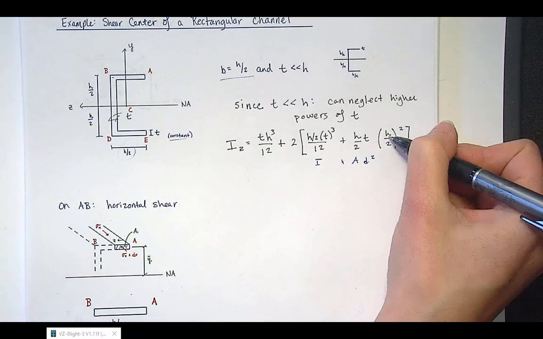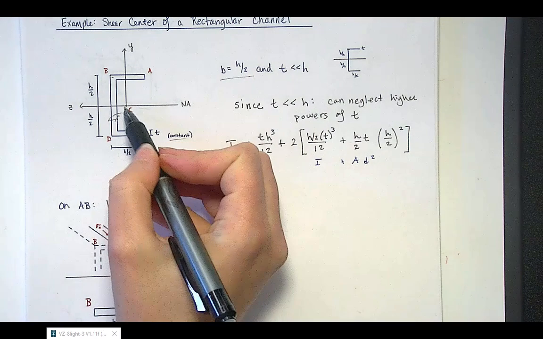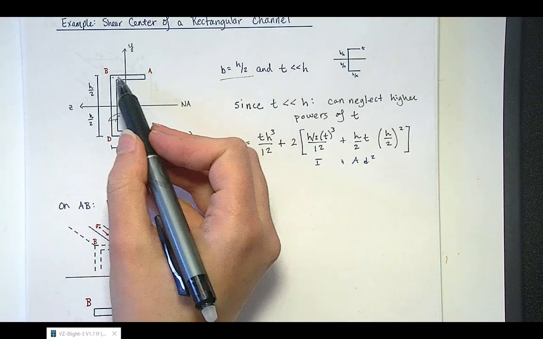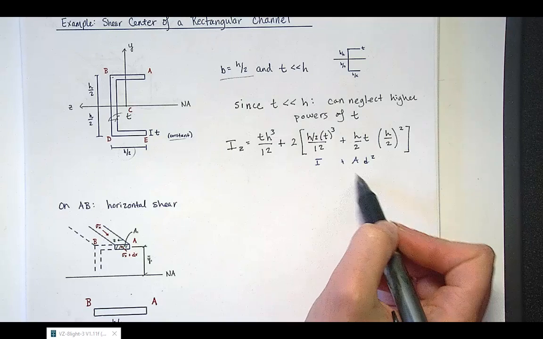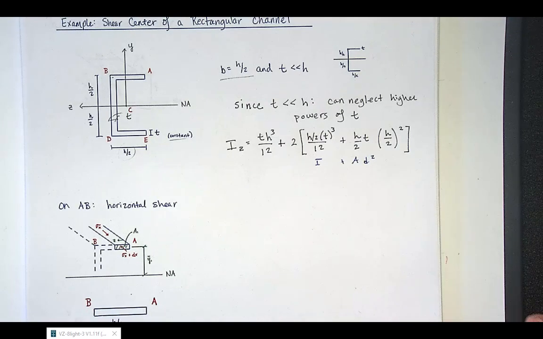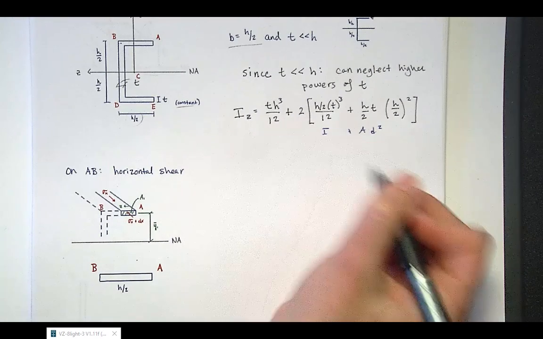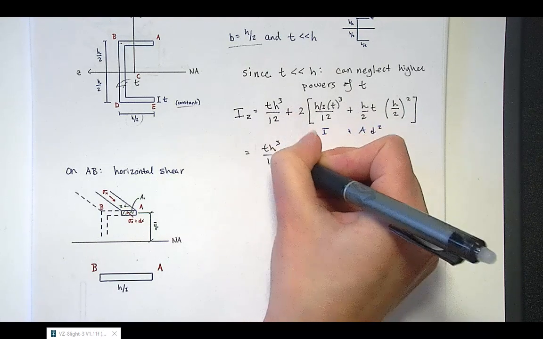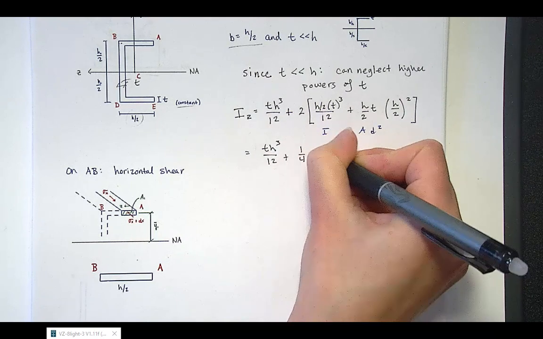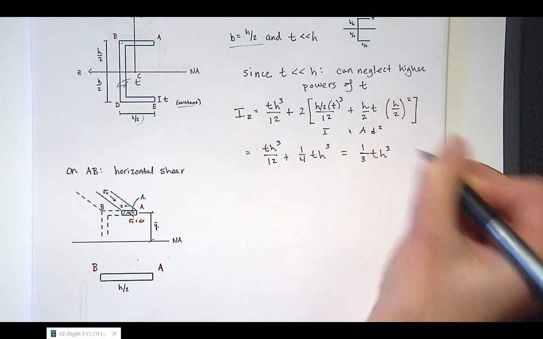And again, you can see how I simplified this with h over 2 being your d squared, d being the distance from the neutral axis to the centroid of the segment. Even though technically it would be h over 2 minus t over 2 squared, we're neglecting that because that's a higher power of t. So we end up with t h cubed over 12 plus 1/4 t h cubed, so we get 1/3 t h cubed for our I_z.